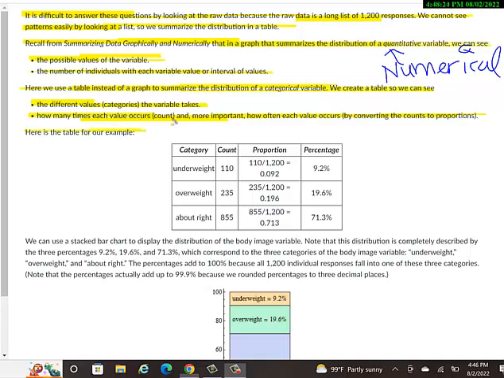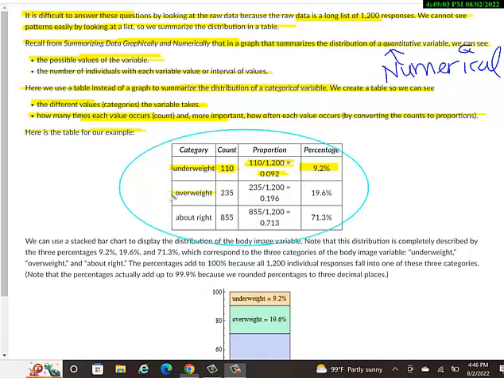So here's a table for our example. Here we are. It looks like the very first row, the topmost row, talks about those who categorize themselves as underweight. 110 people of the 1,200 categorize themselves as underweight, which represents 9.2% of the population. And they showed the proportion here is 110 out of 1,200. If you divide 110 by 1,200, you get 0.092, but of course that's in decimal form, so we move the decimal over twice to the right to get the actual percentage of 9.2%.